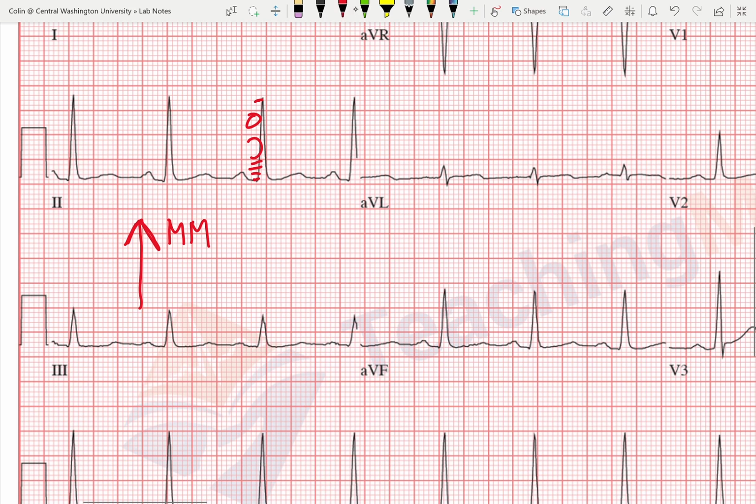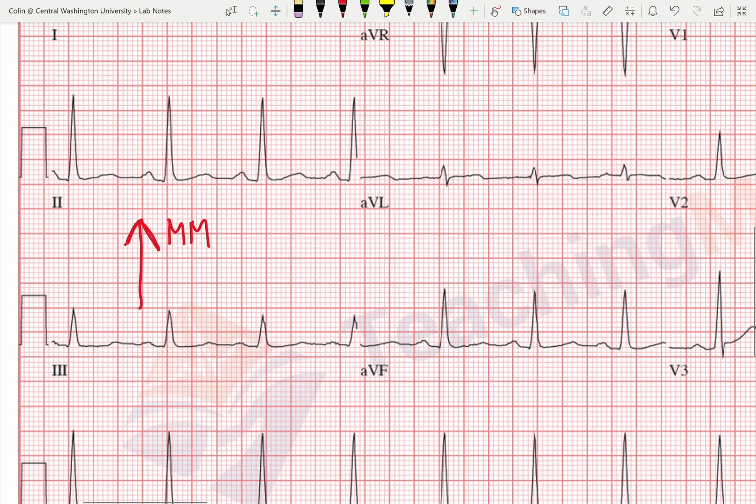So this QRS complex is 17 millimeters tall. Okay, and we don't care how tall the QRS is really. That's not important. But I wanted to show you how you count, right? And you always count from the baseline, the point of no electrical activity, to wherever you want to count to. So we said, we're going to count to the top of the QRS.